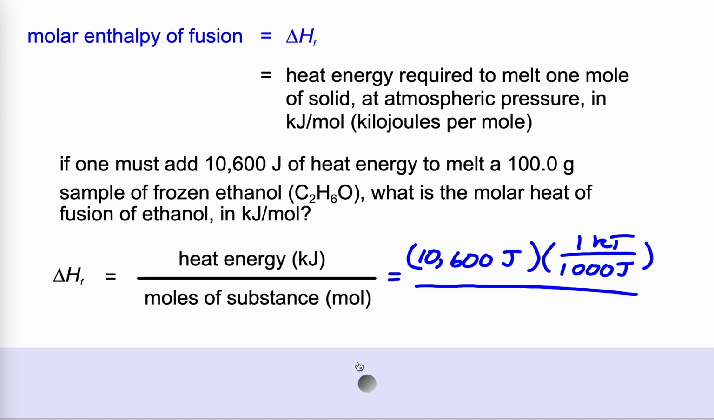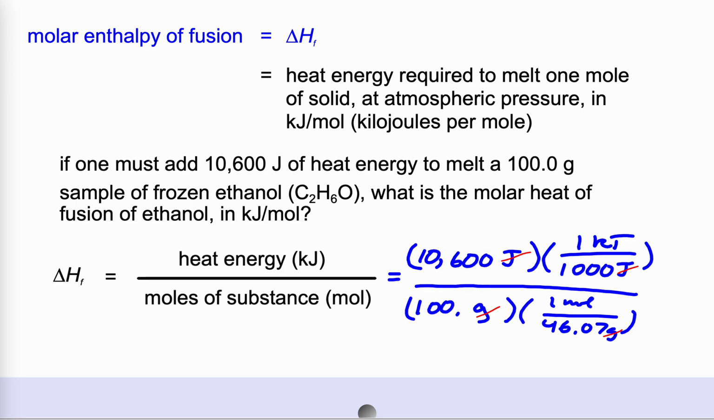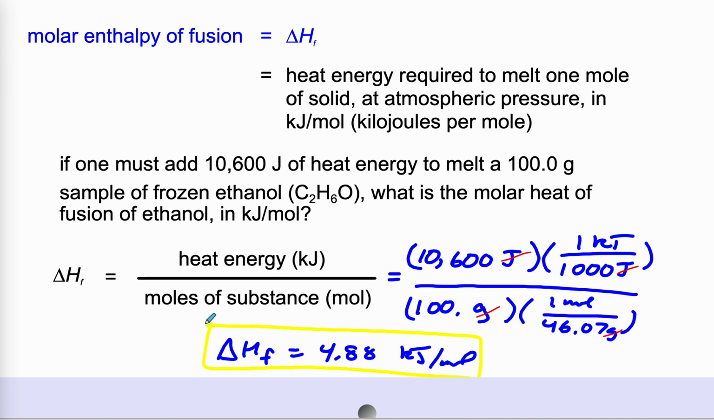I'll divide that by my 100 grams of ethanol, but to convert that into moles, I'll divide by the molar mass, or multiply by 1 mole over 46.07 grams. So grams of ethanol cancel grams of ethanol, joules cancel joules, and I'm left with a value for the molar enthalpy of fusion of ethanol of 4.88 kilojoules per mole. So this represents the amount of heat energy needed to melt 1 mole of frozen ethanol.